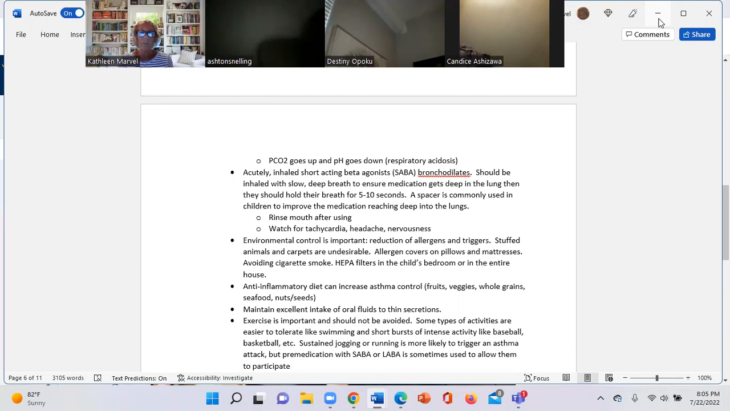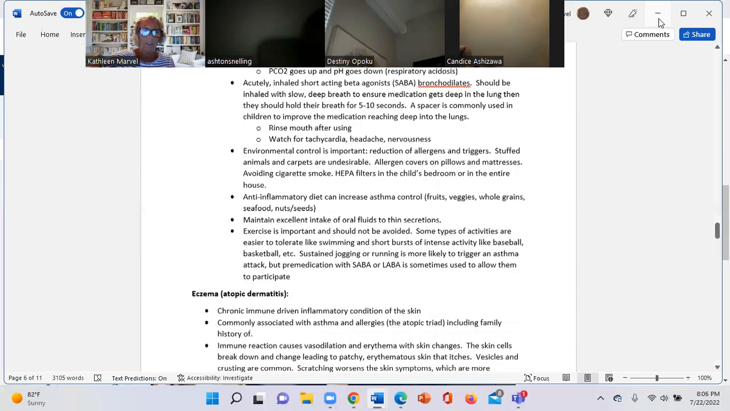How do we reduce the exposure? Well, we know that stuffed animals and carpets are particularly undesirable. Allergens can be on pillows and mattresses. Avoid cigarette smoke. Use HEPA filters in the child's bedroom or the entire house. And then also an anti-inflammatory diet: fruits, veggies, whole grains, seafoods. Always try and maintain excellent intake of oral fluids, especially for the asthmatics, and make them walk around with a water bottle all day.